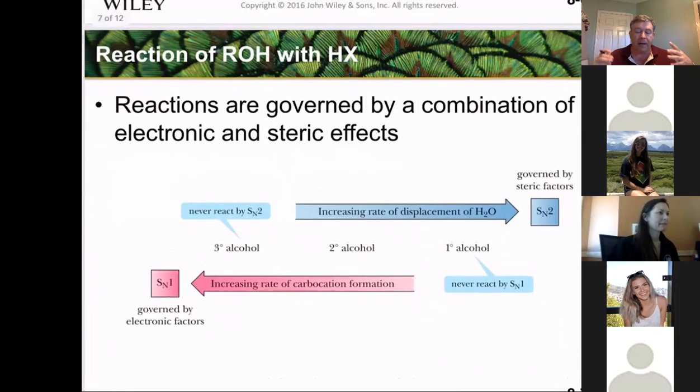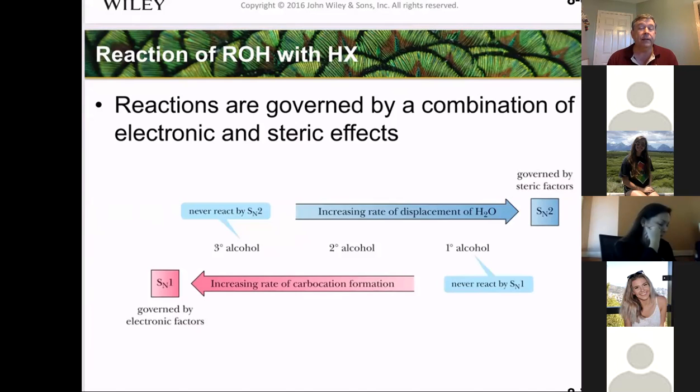So let's think about the overview of these. Our primary alcohols, just like our primary alkyl halides, never form that carbocation and never do an SN1 type reaction. So we know that's an SN2 type reaction. Now, our tertiary alcohol, like our tertiary alkyl halides, creates that carbocation because it's a tertiary carbocation, which is most stable. Therefore, it's always SN1.